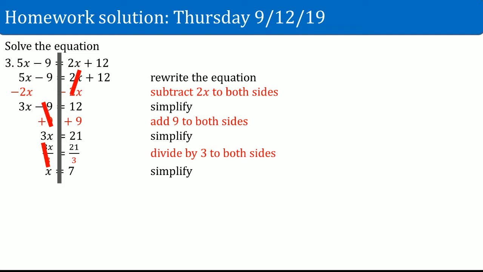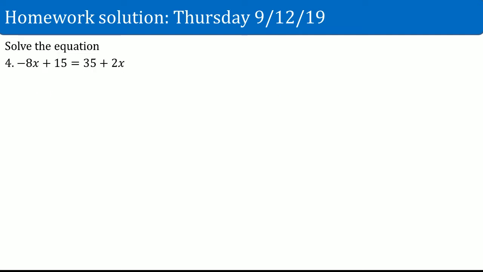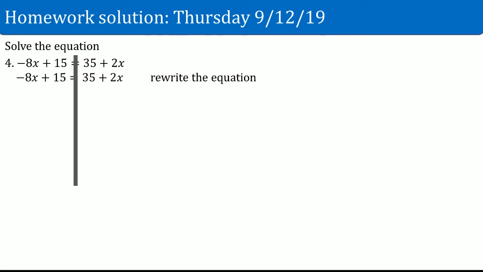Number 4. Negative 8x plus 15 equals 35 plus 2x. What is the first thing that you do? The first thing is to rewrite the equation and draw a line straight down. Now, you notice that there are two variables, one on the left, one on the right. On the left-hand side, it's negative 8x. On the right-hand side, it's 2x. We want one variable. We move the smallest one. What is smaller, negative 8x or 2x? Seems like the negative 8x is the smallest one.